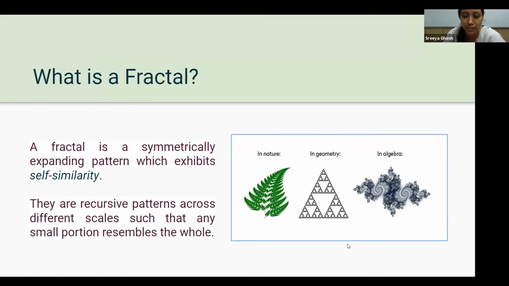So what is a fractal? It is a pattern. It's a symmetrically expanding pattern which exhibits self-similarity. You can see fractals in nature, like in a fern leaf, or we find them in Sierpinski triangles, or maybe in Mandelbrot sets. They are recursive patterns across different scales, such that any small portion resembles the whole.